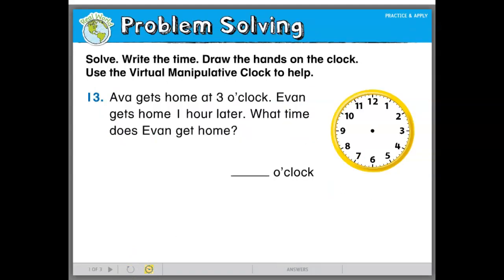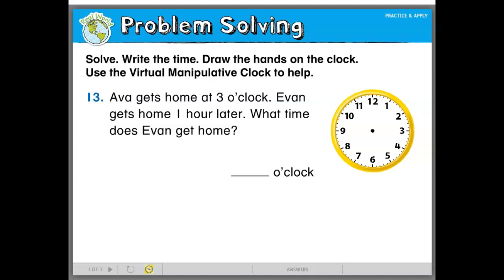So we can also use clocks to help us solve story problems. So we're going to try to use a clock to help us solve this problem. So it says we have to draw the hands on the clock once we figure out what time. Ava gets home at 3 o'clock, and Evan gets home 1 hour later.